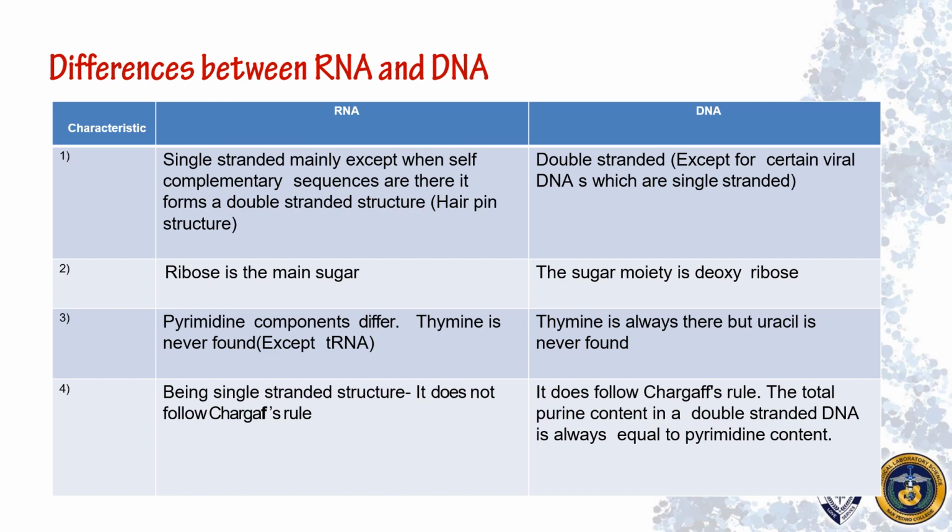Then in terms naman of their nitrogen bases, thymine is never found in RNA except at the tRNA. So instead of thymine, the present nitrogen base there is the uracil. And then in DNA naman, thymine is always present and uracil is not present naman. So instead of uracil doon sa DNA, thymine yung present always.